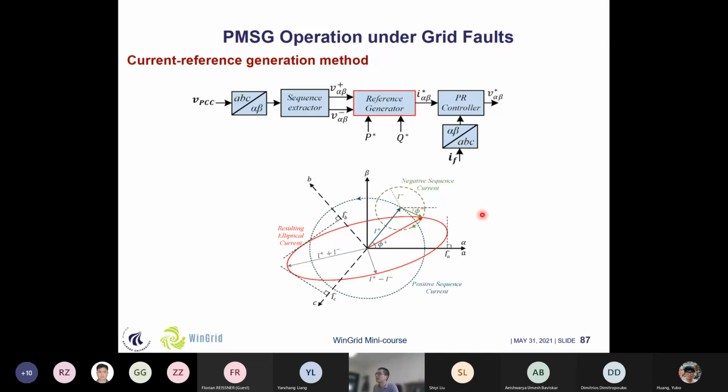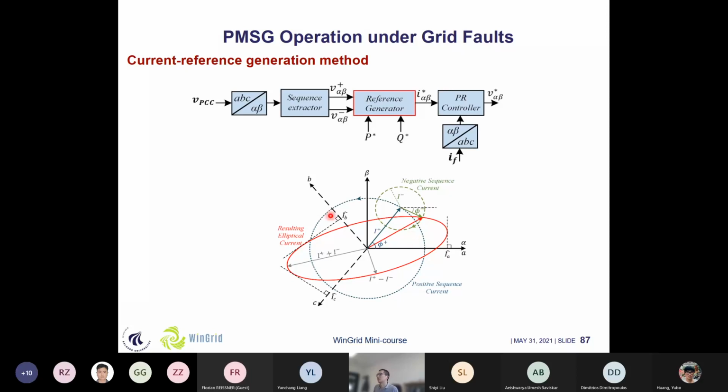to extract the positive and negative components of the grid voltage. Once we know the positive and negative components of the grid voltage, based on the active power and reactive power required by the grid codes, we can use different current references for the positive and negative sequences. If we look at this phasor diagram, the positive sequence current goes in the counterclockwise direction, and the negative sequence current goes in the clockwise direction.